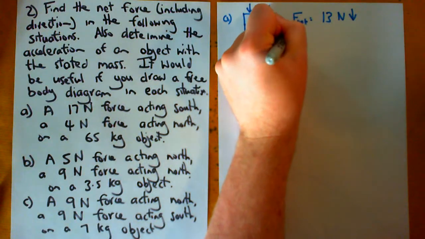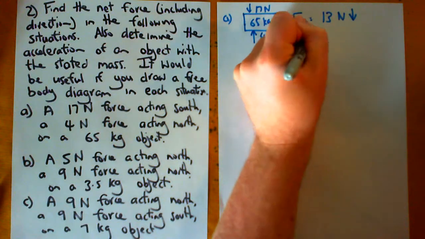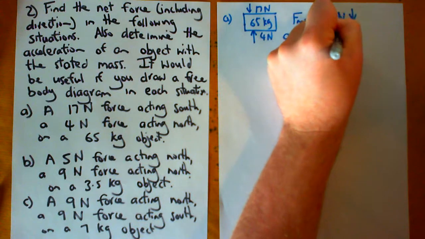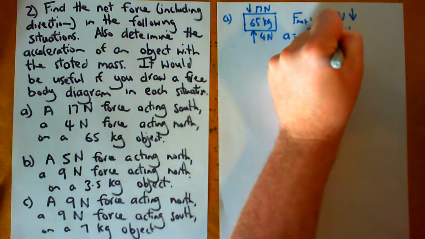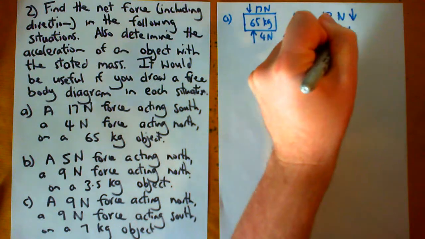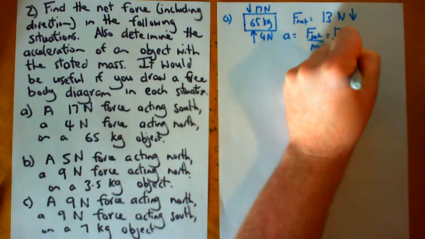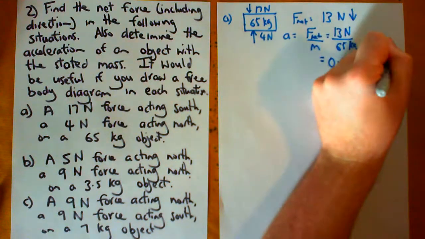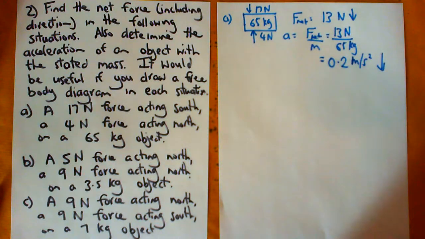Now the acceleration is the net force divided by the mass, because the net force is mass times acceleration, which is going to be 13 newtons was the net force. The mass is 65 kilograms, and if we divide those by each other, we get 0.2 meters per second squared, and we need to state the direction, which is the same direction as the net force.